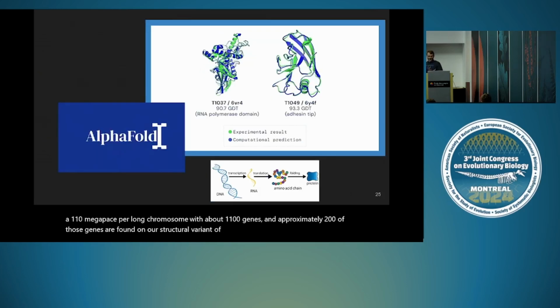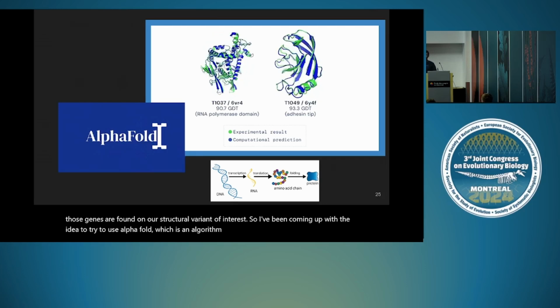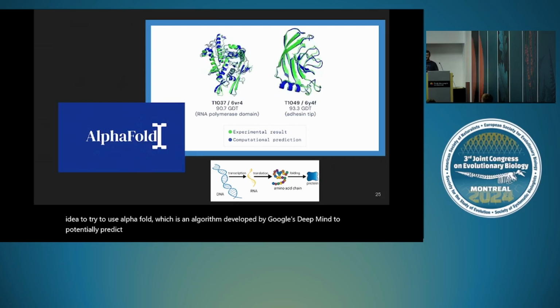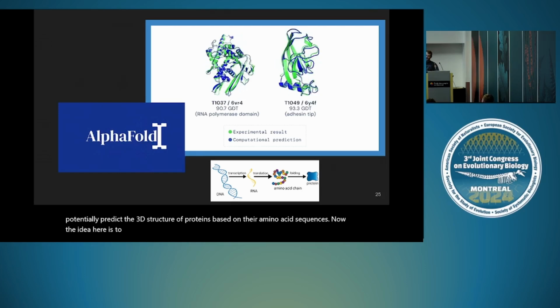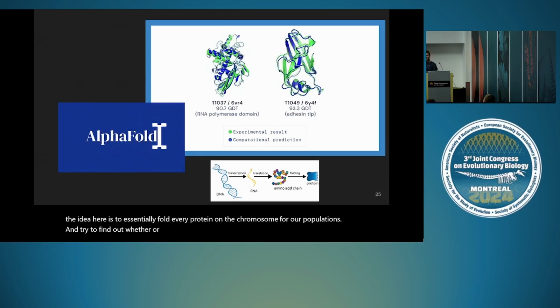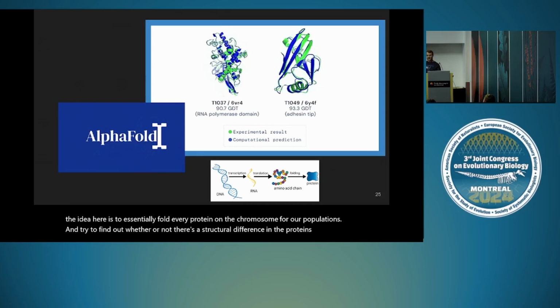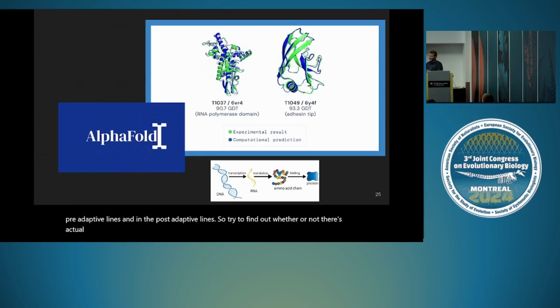So I've been coming up with the idea to try to use AlphaFold, which is an algorithm developed by Google's DeepMind to potentially predict the 3D structure of proteins based on their amino acid sequences. Now, the idea here is to essentially fold every protein on the chromosome for our populations and try to find out whether or not there's a structural difference in the proteins, both in the pre-adapted lines and in the post-adapted lines, based on the DNA sequences.